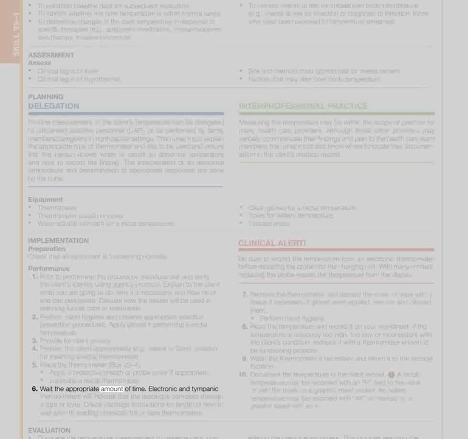6. Wait the appropriate amount of time. Electronic and tympanic thermometers will indicate that the reading is complete through a light or tone. Check package instructions for length of time to wait prior to reading chemical dot or tape thermometers.